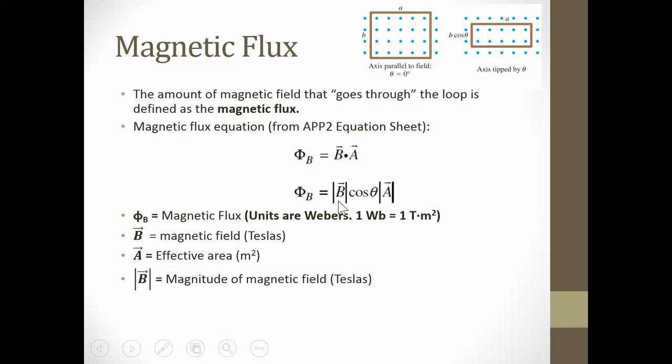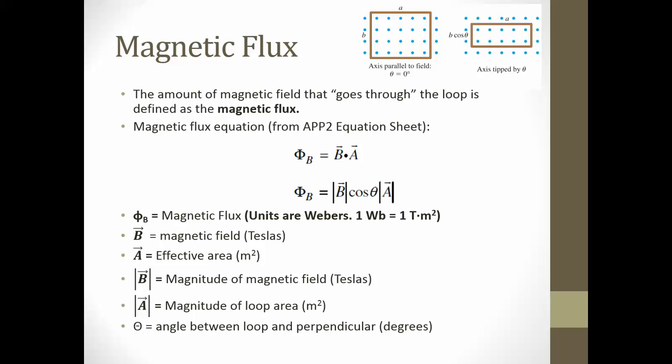In this second equation, the magnitude sign says that we're looking at the magnitude of the magnetic field and the magnitude of the loop area. Theta is the angle between the loop and the perpendicular. So this is the equation we're going to be using for our calculations. If you understand what a dot product is, this equation will lead to this equation also.